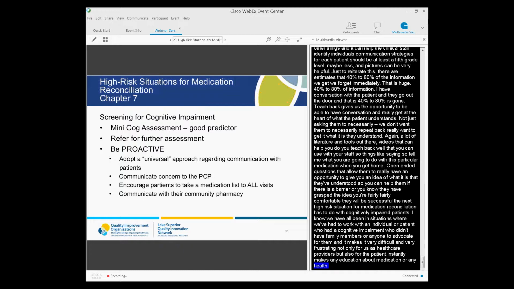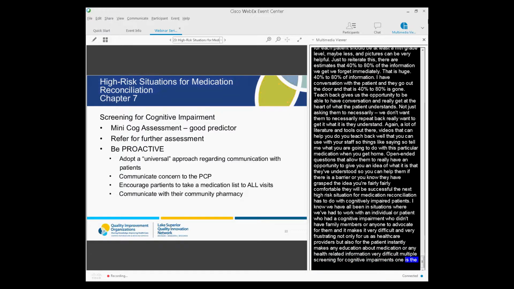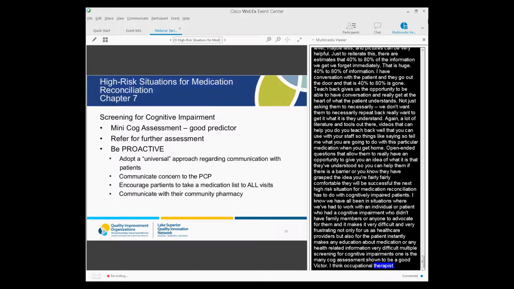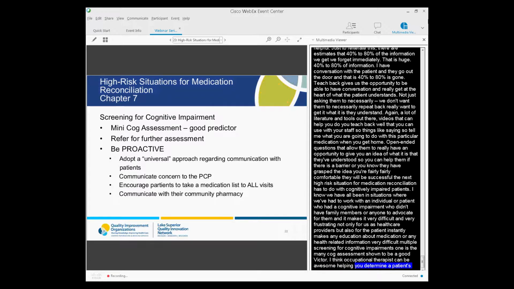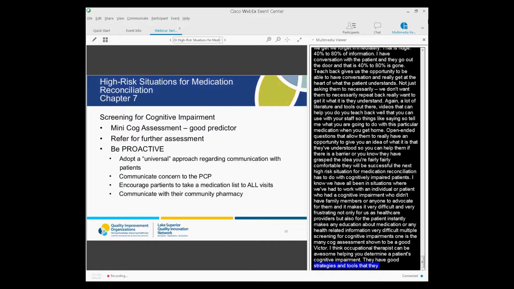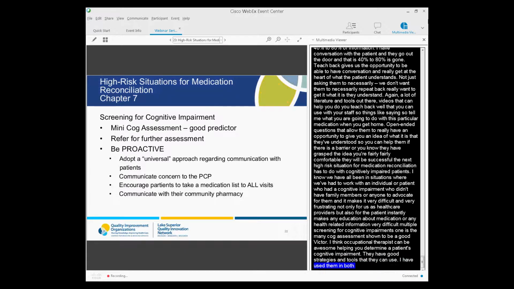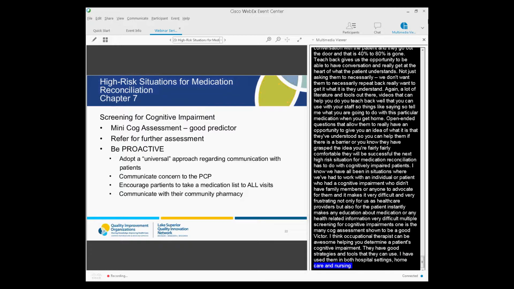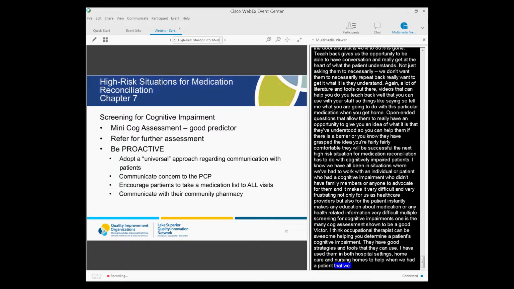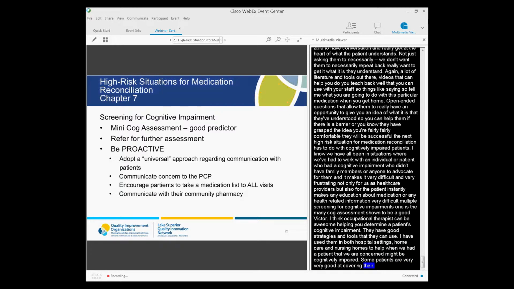So there are multiple screenings for cognitive impairment. One is the Mini-Cog assessment, which has been shown to be a good predictor. I think that occupational therapists can be really awesome at helping you determine a patient's cognitive impairment. They have some good strategies and good tools, and I have used them in hospital settings, home care, and nursing homes when we had a patient we were concerned might be cognitively impaired. Also, as a reminder, some patients are very good at covering up their cognitive impairment until they're asked to do some of these assessments, and then you can really get a good understanding.